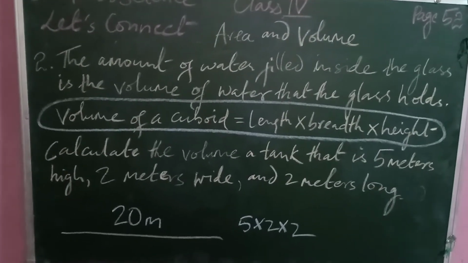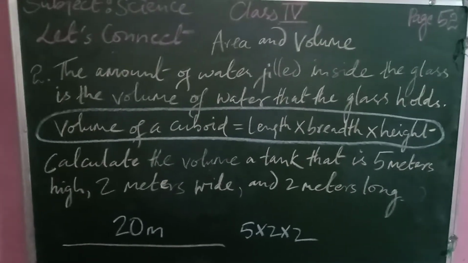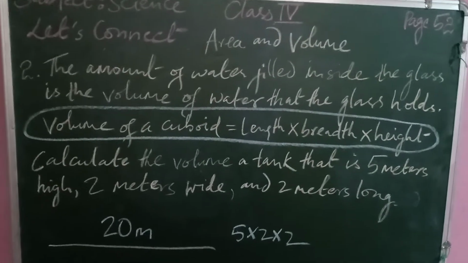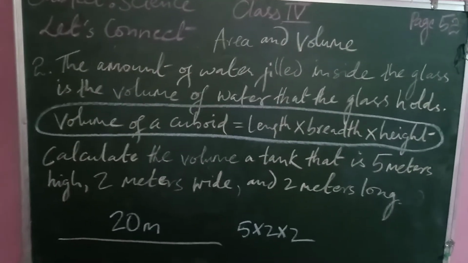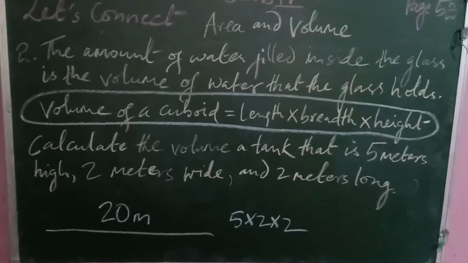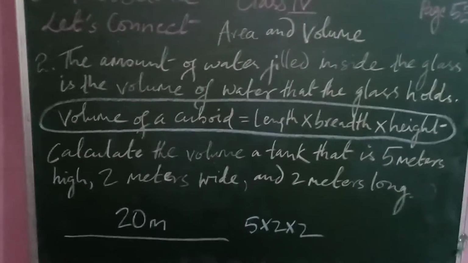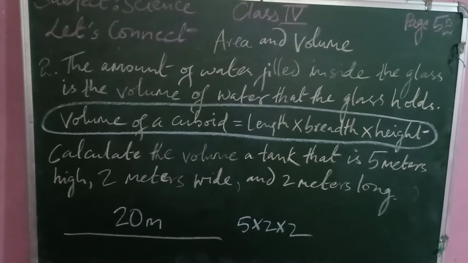They have already given the values for each of them: length, breadth and height. So we just need to multiply these three things, so 5 into 2 into 2 is equal to 20. So the answer will be 20 meters cube.